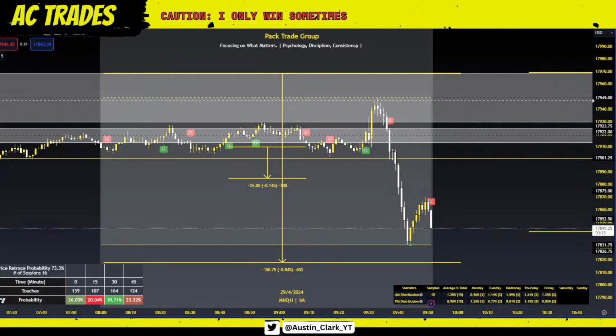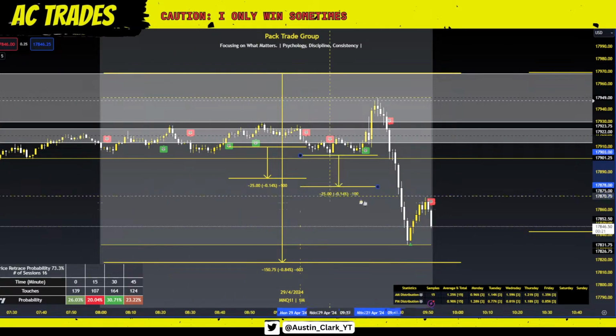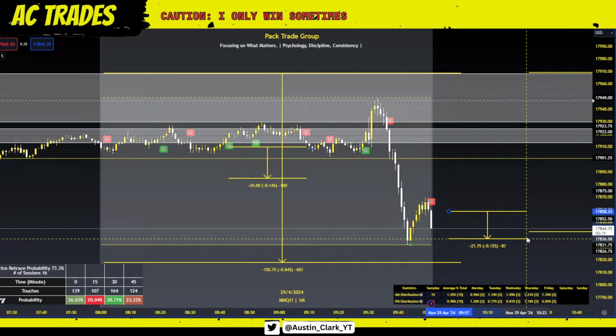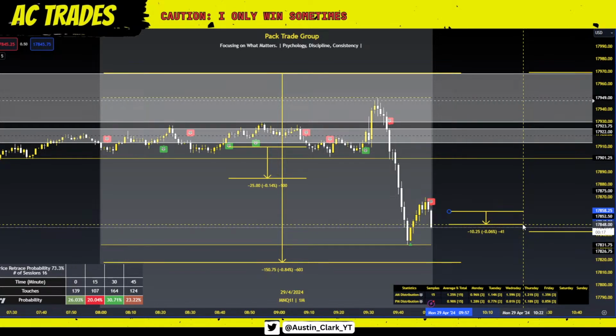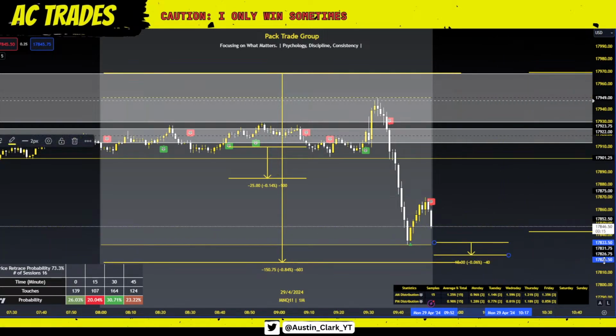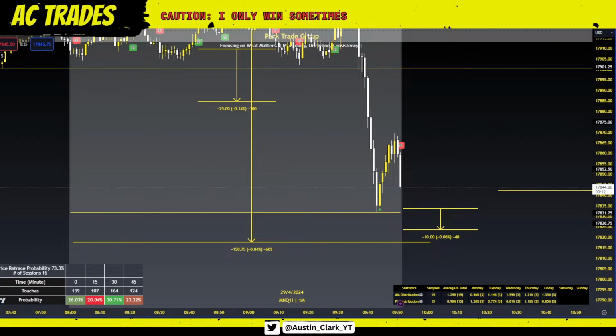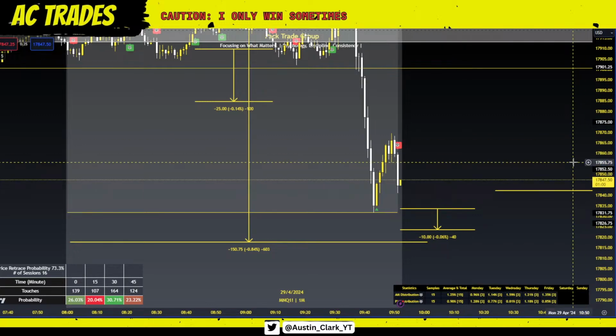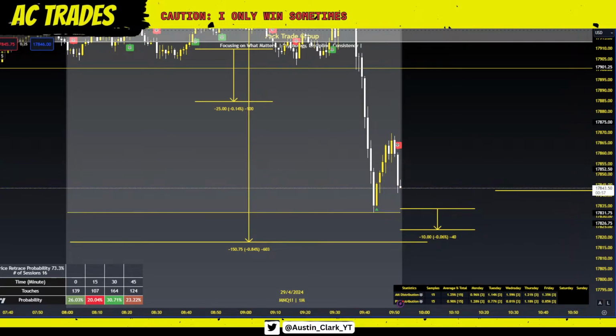Get another short here on MNQ for 10 points. If it closes. Order filled.